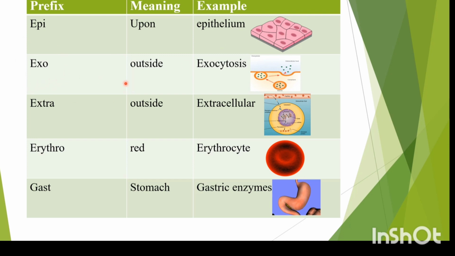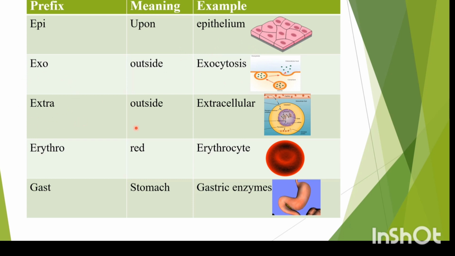Next one is exo. Exo means outside. Example, exocytosis. It is a process where the cellular contents are released outside the cell. See here in these vesicles there are some granules. So this vesicle comes near the plasma membrane. From here the two membranes combine and a small hole will form. From this hole the vesicular contents will be released into the extracellular space. This process is called exocytosis.